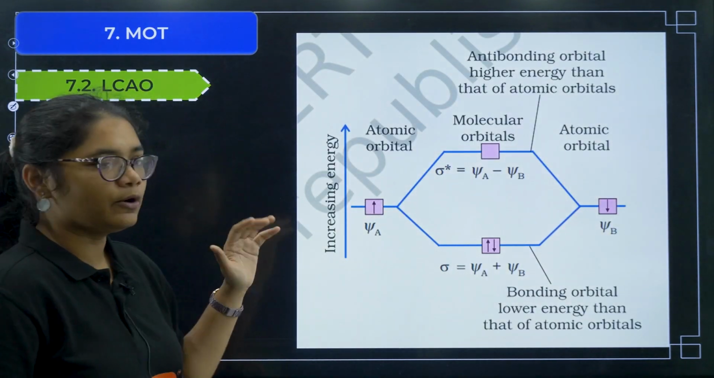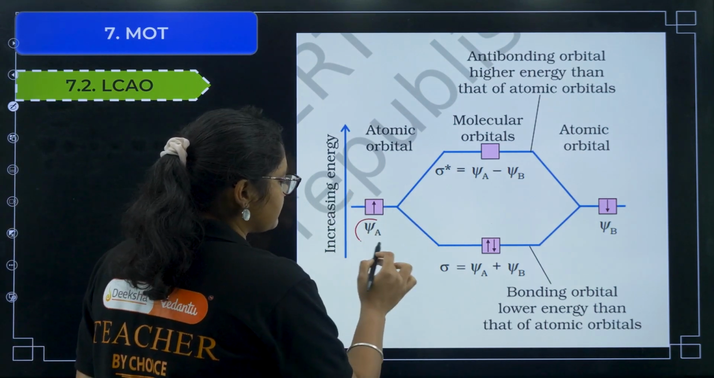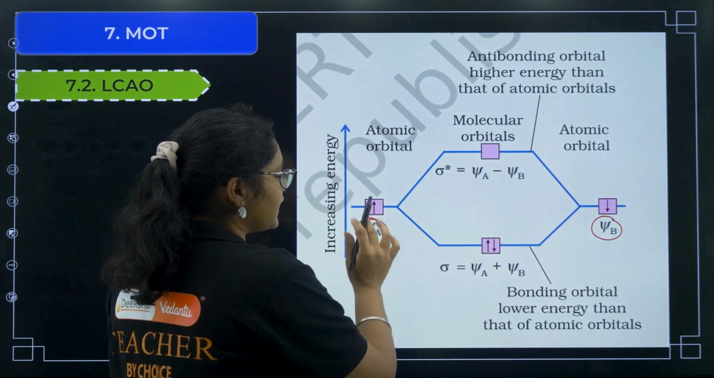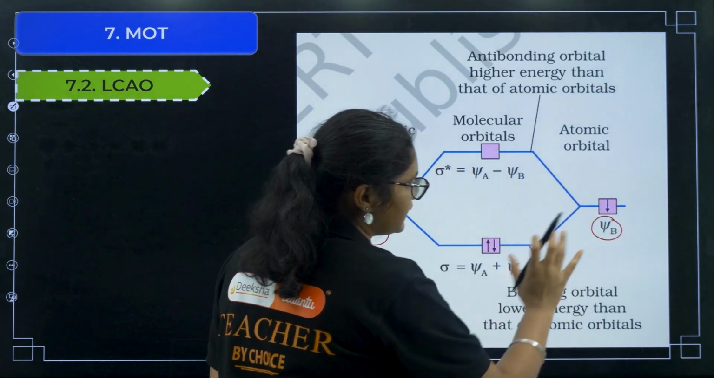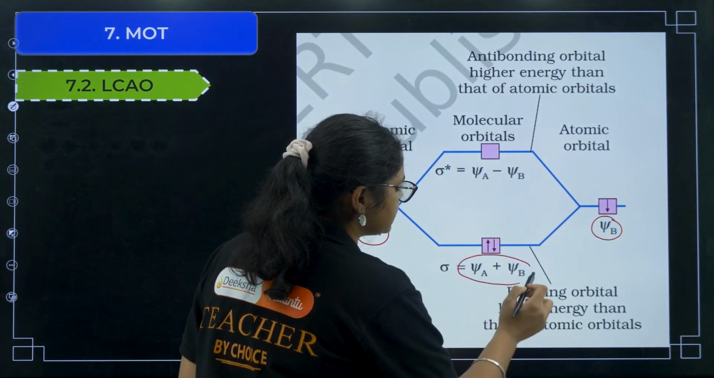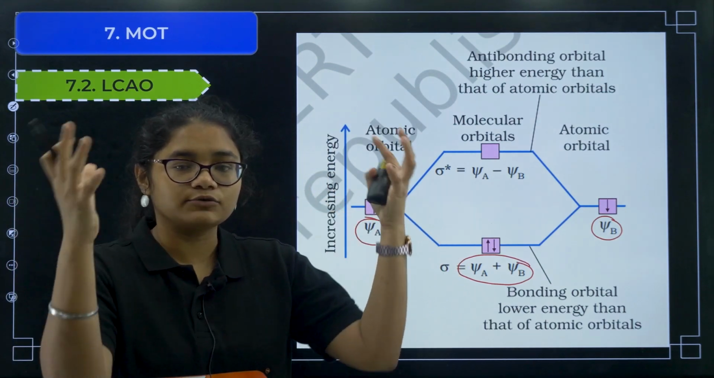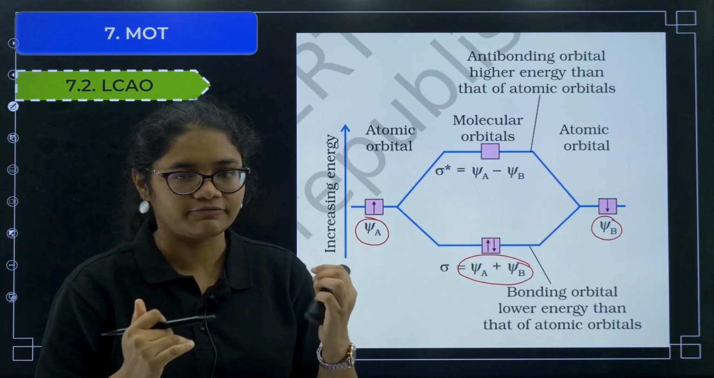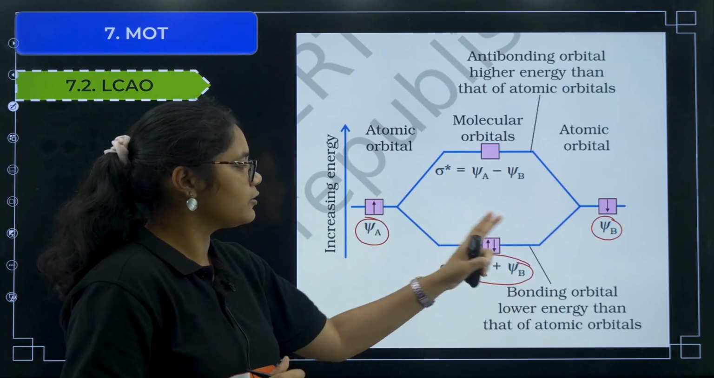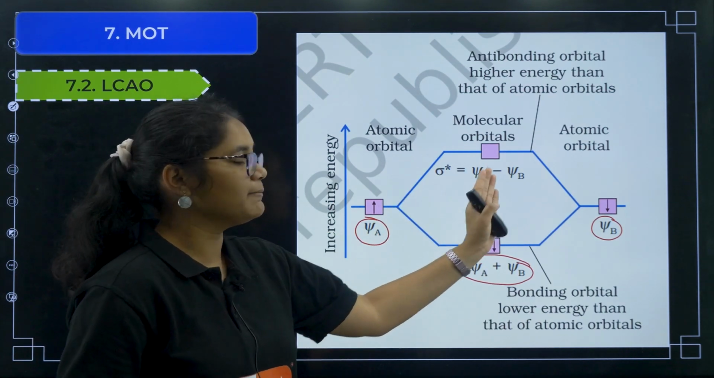Now coming to LCAO, or linear combination of atomic orbitals. Suppose the atomic orbitals are represented by wave functions, psi. If there are two atoms, A and B, psi A is the atomic orbital of A and psi B is the atomic orbital of B. When two wave functions have constructive interference, we get psi A plus psi B. When they have destructive interference, we call it psi A minus psi B.